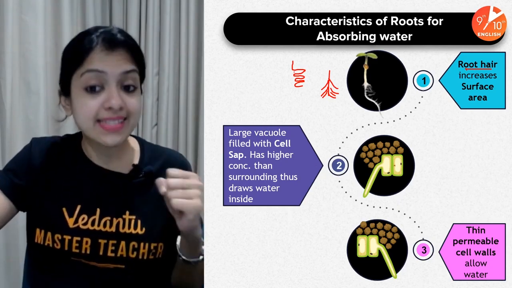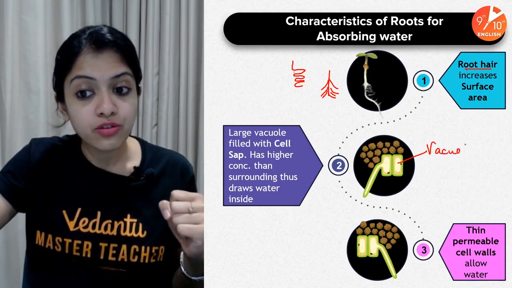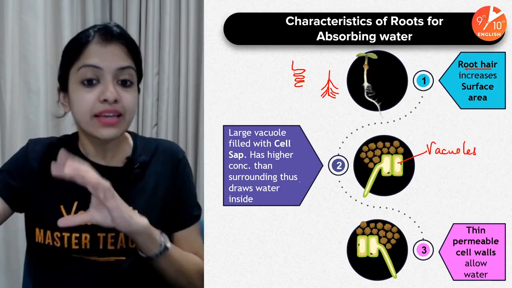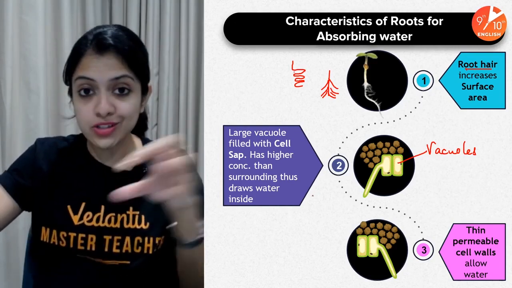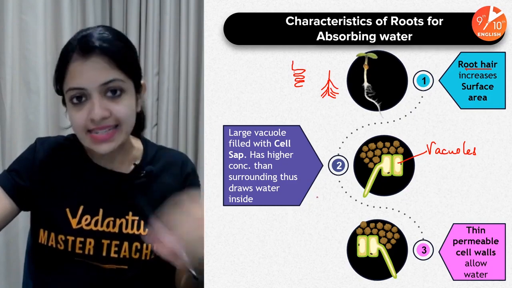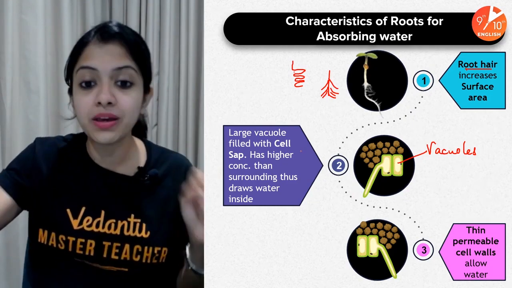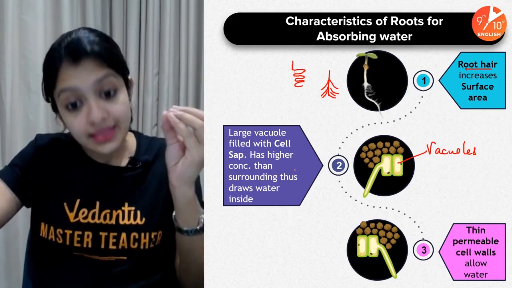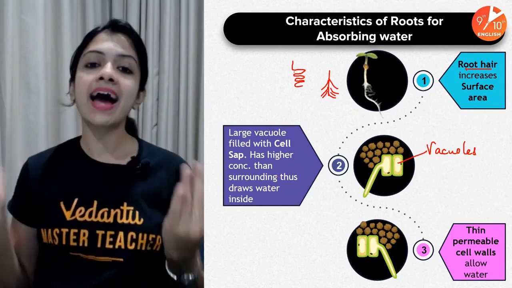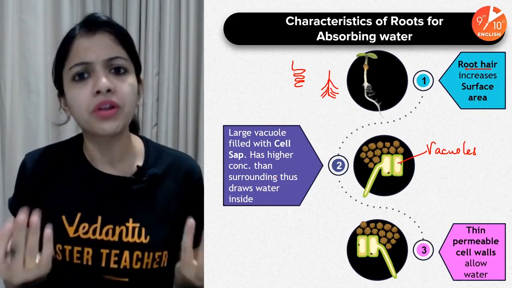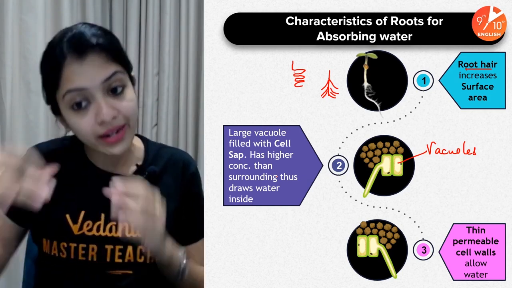Secondly, root hair cells, if you actually observe them, have large storage vacuoles. They've got large vacuoles which are filled with cell sap, all sorts of fluidy contents collected inside the vacuole. We call it the cell sap. And this cell sap within the root hair cell has a higher concentration than its surroundings. So what do you think is the advantage? Well, you'll understand more about it as we proceed into this chapter.